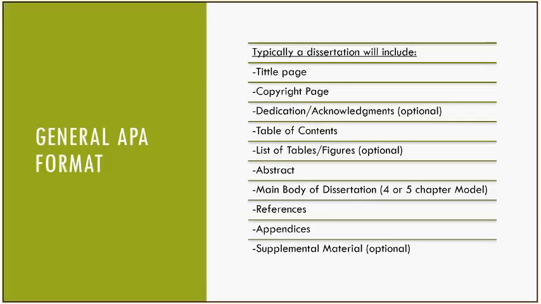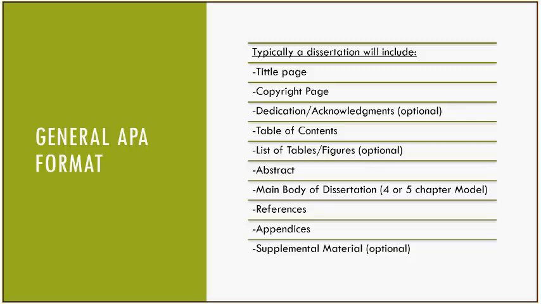Okay, so looking at overall the sections of your dissertation, what you want it to include. So you always want it to have a title page, and we'll go over what that looks like next. You want it to then have a copyright page. You can have a dedication or acknowledgement section. This is really optional if you really want to dedicate your dissertation or acknowledge certain people. Then you're always going to have a table of contents, and we have examples of this later. Then you're going to have, this is also optional, a list of tables and figures.